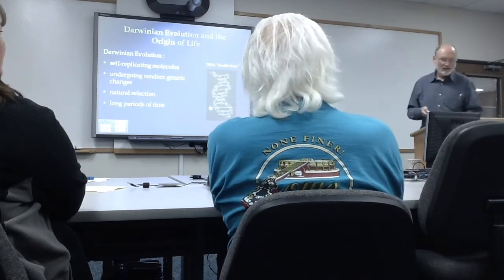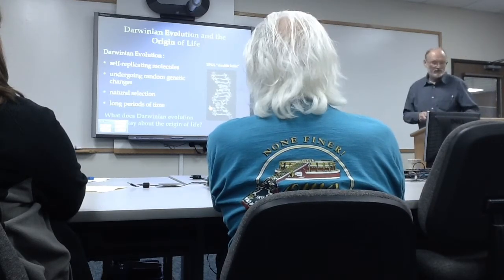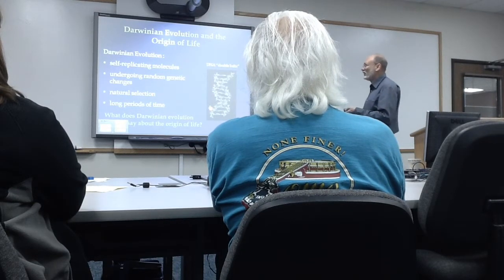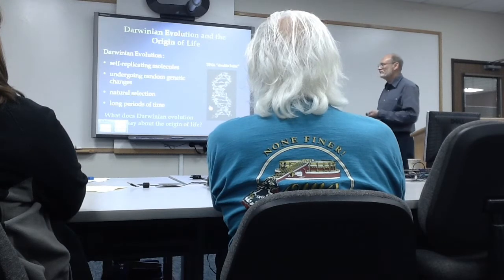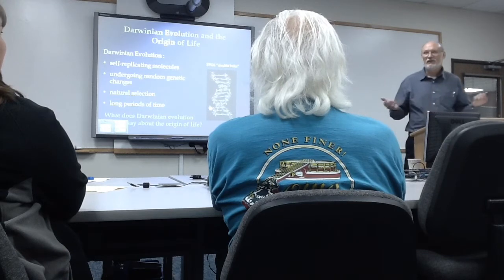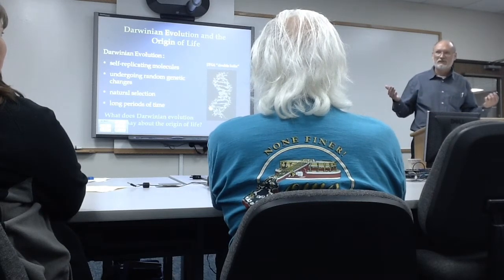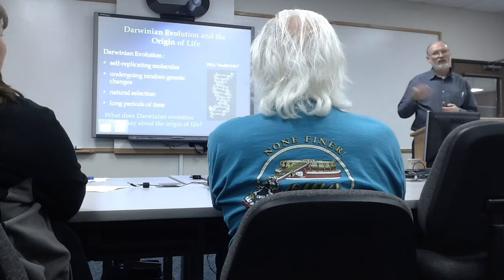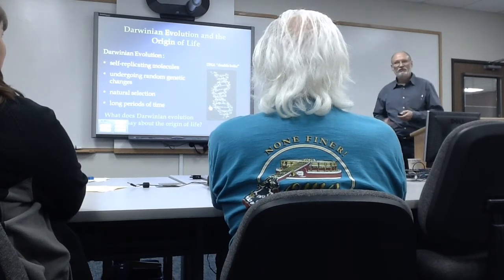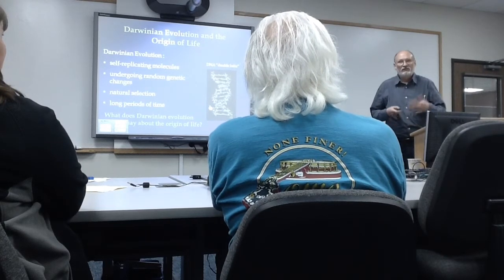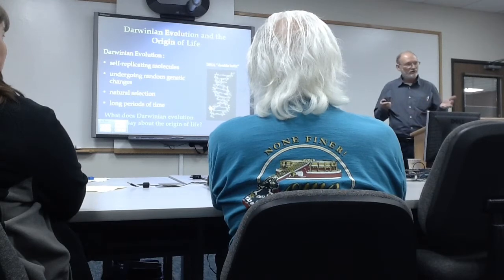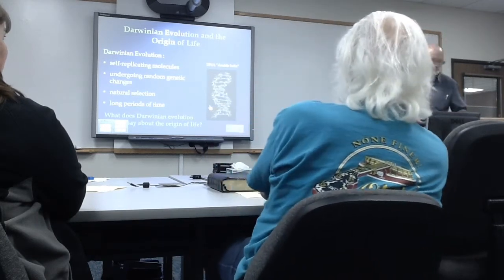So what does Darwinian evolution have to say about the origin of life? Well, you can see that without self-replicating molecules, in other words, life, Darwinian evolution has nothing to operate on. There is no way that you can apply Darwinian evolution, at least in this sense, to the origin of life, because there's no living creature for changes to occur to and then to be passed on to offspring.